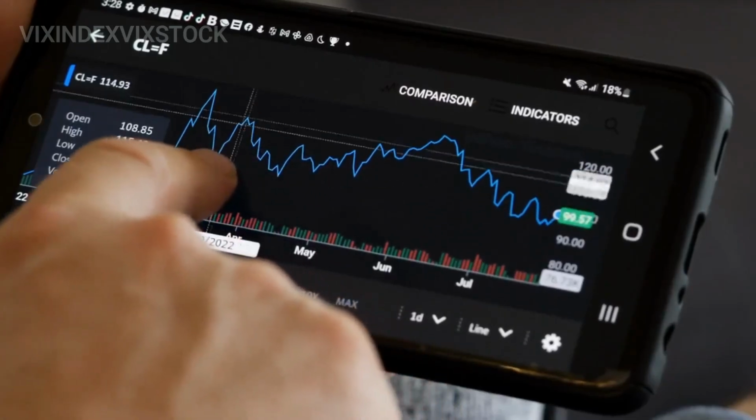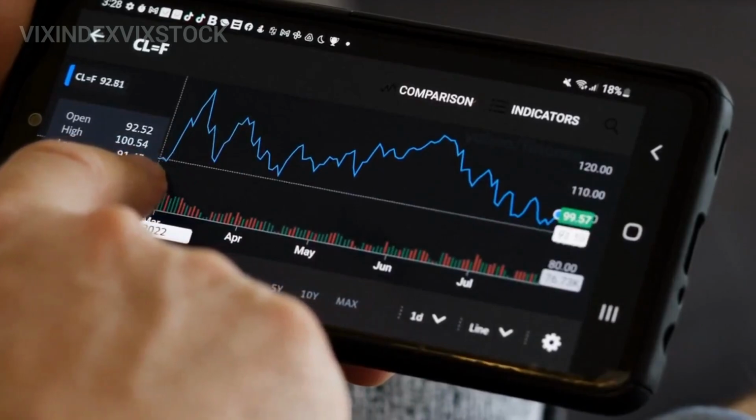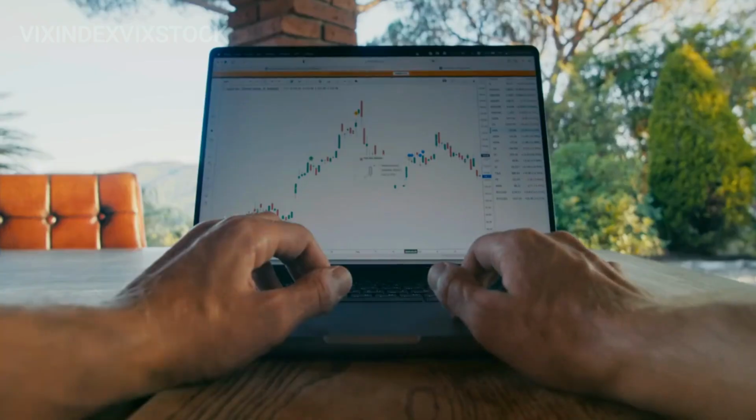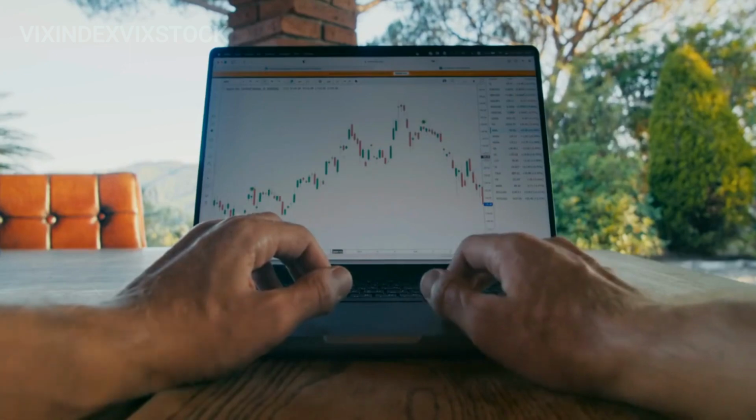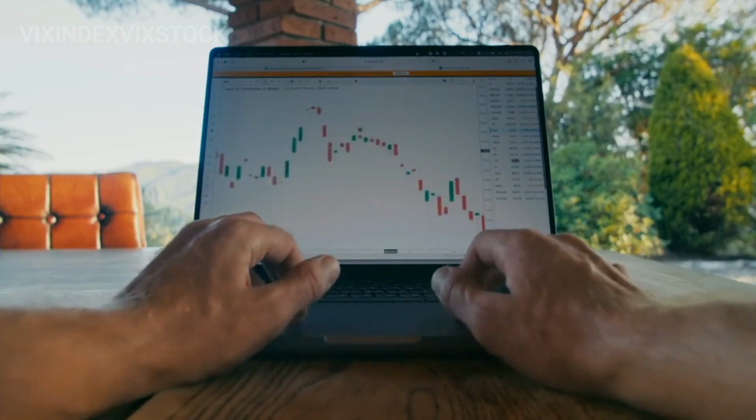Now, you might be wondering why having more choices isn't always a good thing. Well, limiting the number of indicators you use can actually lead to more effective analysis and quicker decision-making.